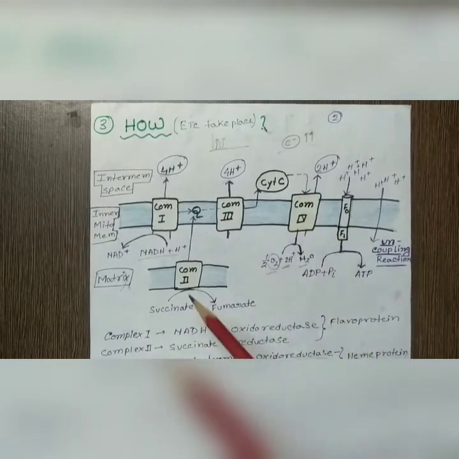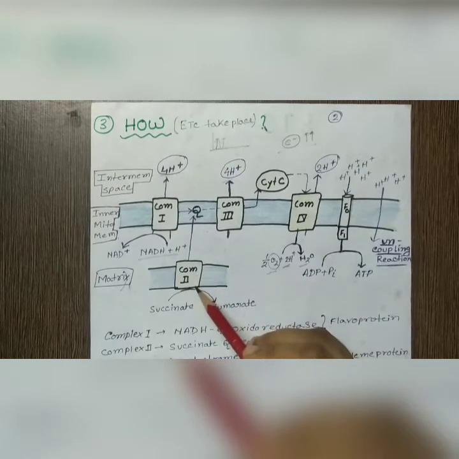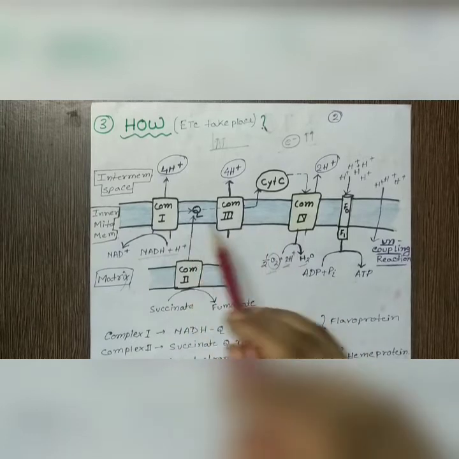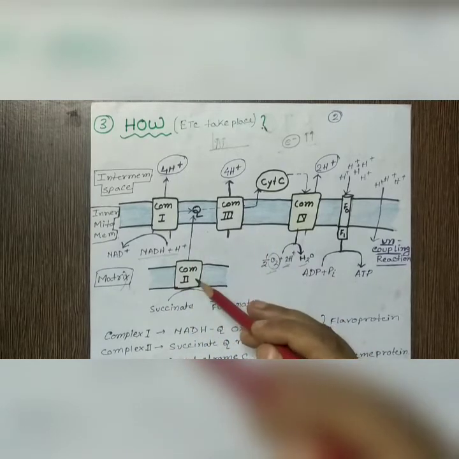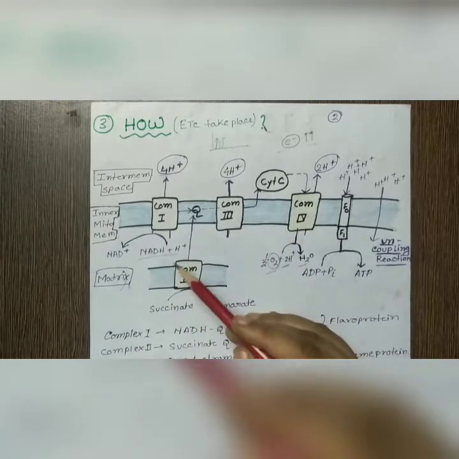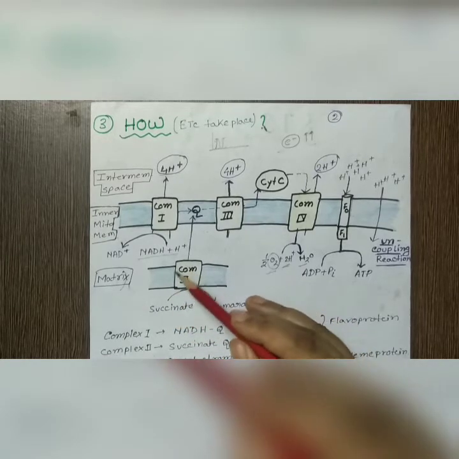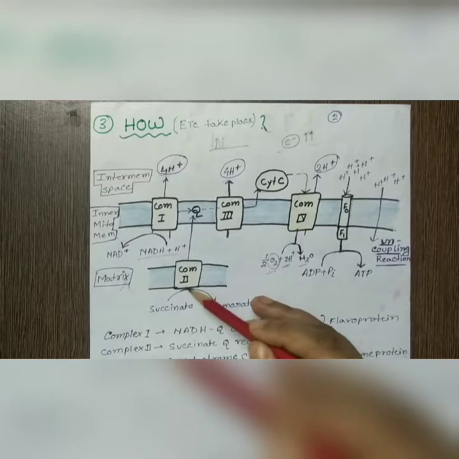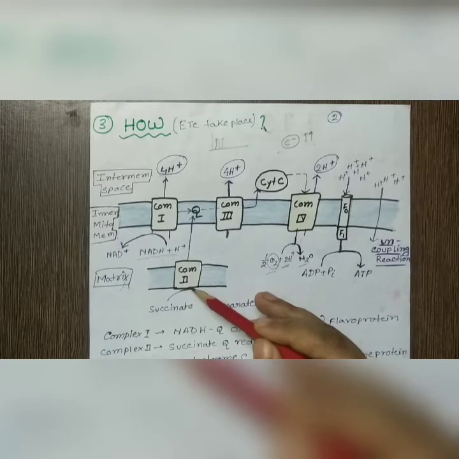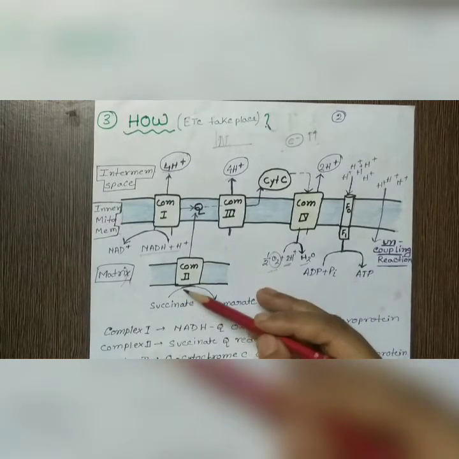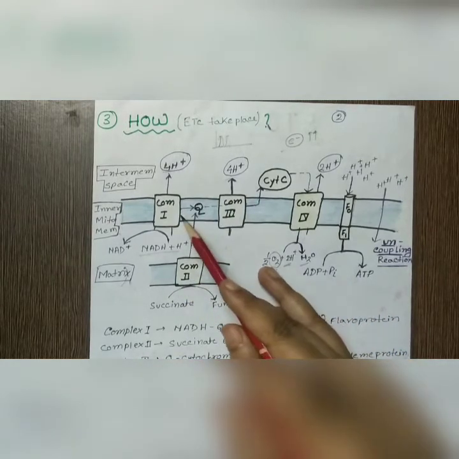Okay, now one part, that is complex 2. You say that you illustrate all these, but you can't illustrate this one. Actually, succinate-type substrates give their electron to complex 2. Okay, so they are more susceptible to give their electron to complex 2. Why? I will discuss it later. So they directly give their electron to complex 2, not to complex 1.